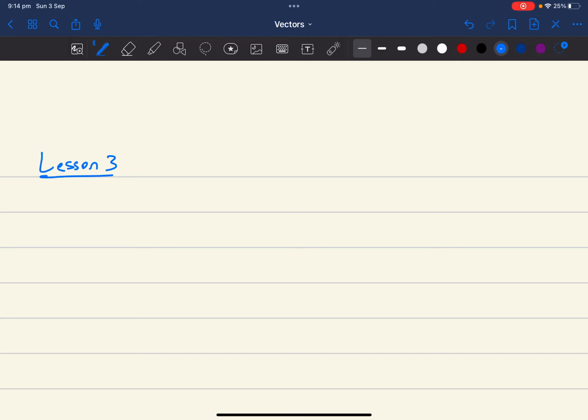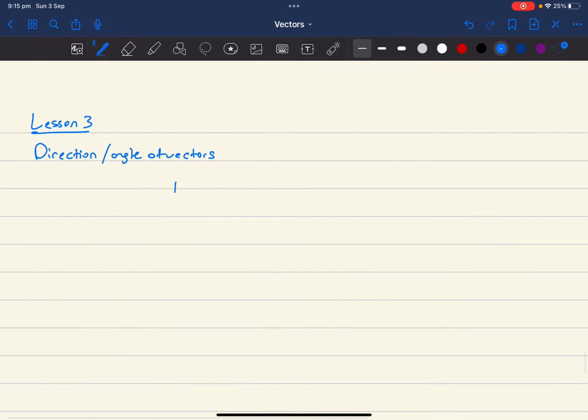Okay, so previously we went over the magnitude of vectors. Now we can go over how to find the direction or the angle of vectors, right? So let me just draw a quick diagram to demonstrate this. Let's say this is my Cartesian plane, and then I have a vector OQ. So this is Q and this is O.